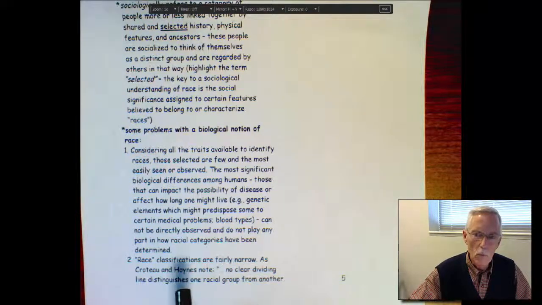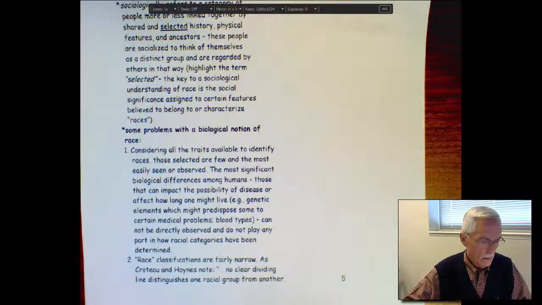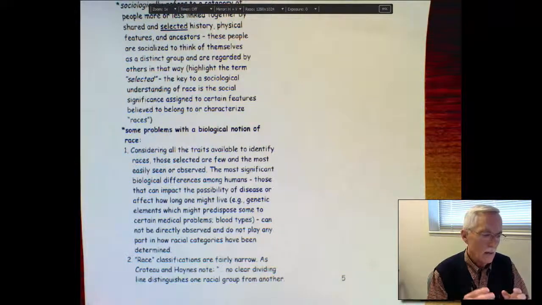Now look at the second point, and this continues on over at the top of the 6th page. Existing racial classifications are very narrow. As a matter of fact, genetic variation expressed in one's outward or external appearance constitutes only about 0.1% of that person's genetic code. These don't really predict anything about the person's biological makeup.